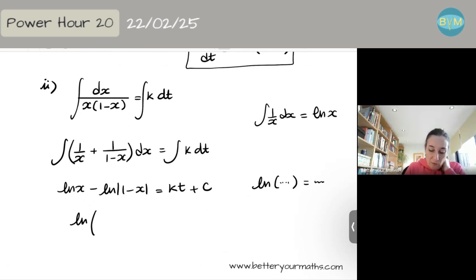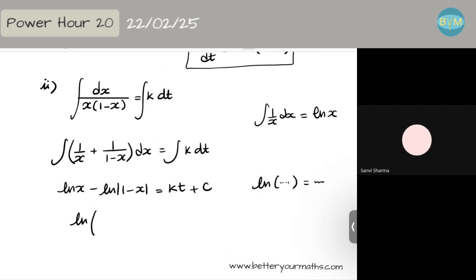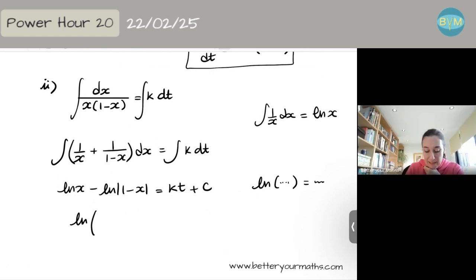Okay, but what can I do to put these logs together? Because there are two logs, and I need one log of something. Oh, can you divide them? Yeah, exactly. x over 1 minus x, and then this is kt plus c. And now is when I take e.